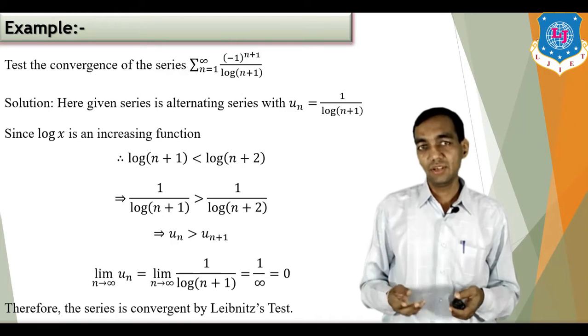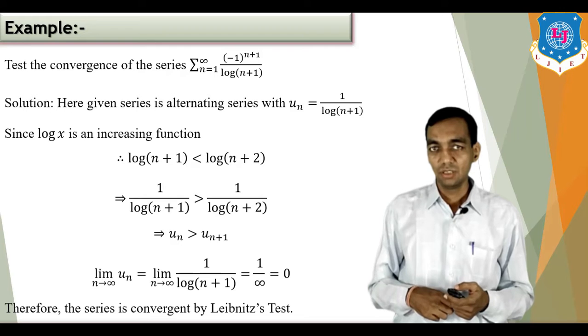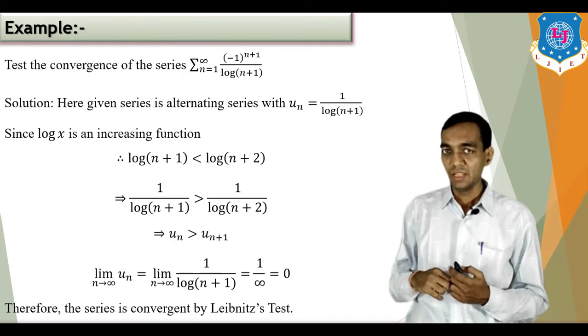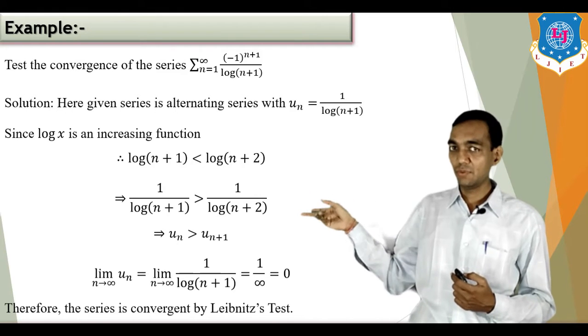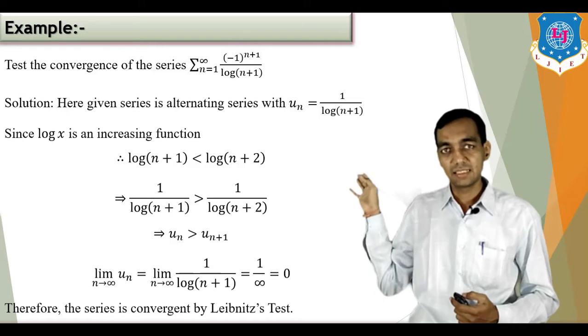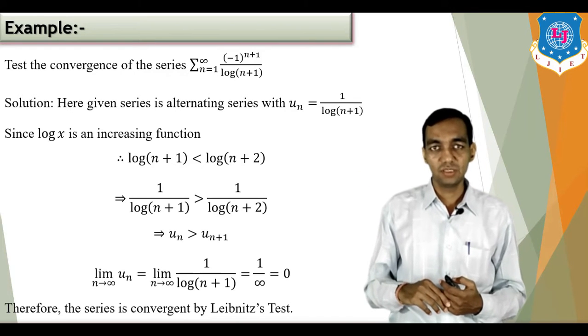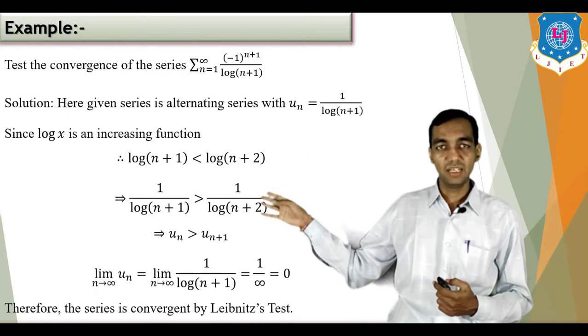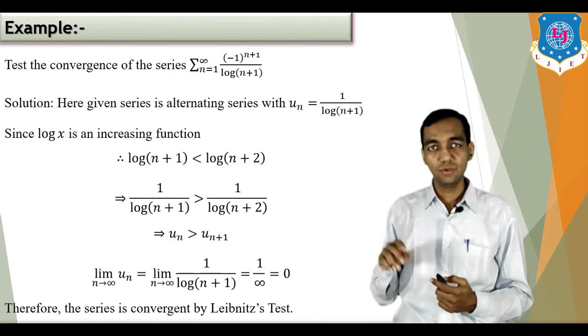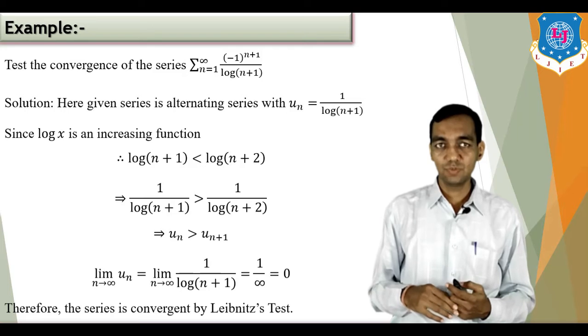Now we are already aware that log is an increasing function. So you have log of n plus 1 is less than log of n plus 2. And if you take the inverse of them, then the inequality is going to change. That will give you 1 upon log of n plus 1 is greater than 1 upon log of n plus 2. That means the left hand side is your un, the right hand side is your un plus 1. So un is greater than un plus 1. The first condition is proved.